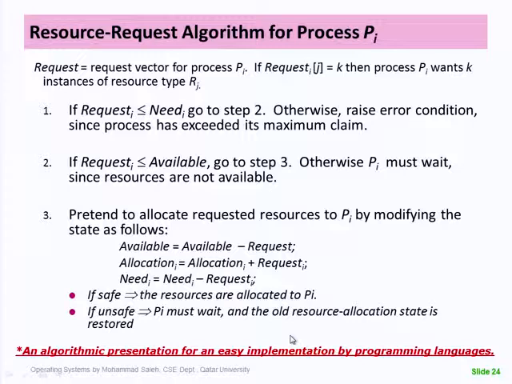Left over for it to request, which is needed, right? If it exceeds needed, then that process violated one important rule, and in that case, the system will terminate the process. If not, then we check the second condition.